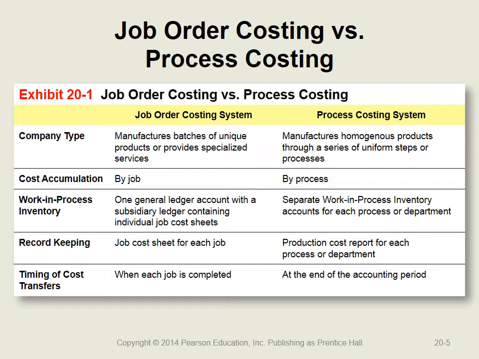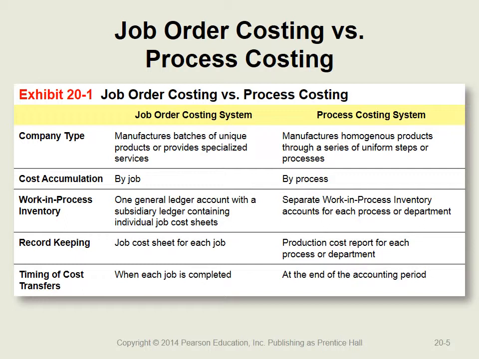Job order costing accumulates costs by job, but process costing accumulates costs by process. Job order costing uses a single work-in-process inventory account, whereas process costing has a separate work-in-process inventory account for each process or department.